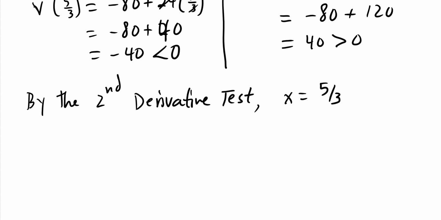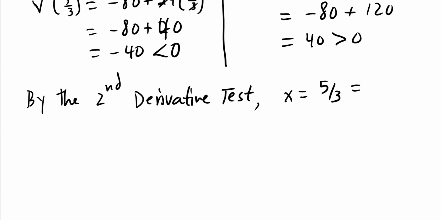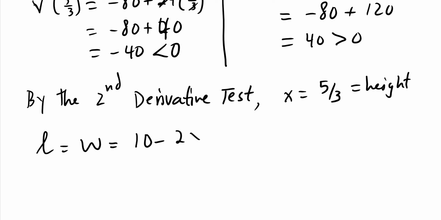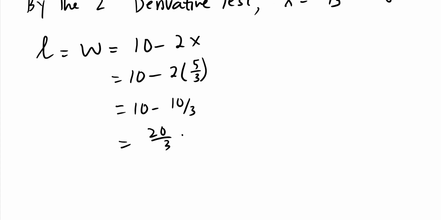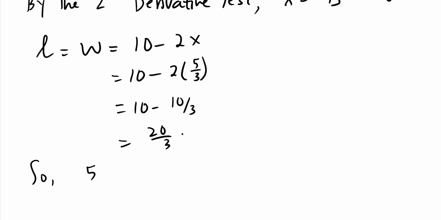Then what about the other side? So this is the height. This is the height of the box. So the other sides, the length and width, were the same, 10 minus 2x. So let's substitute 5 over 3 in. And what do we get for this? 10 minus 10 over 3. 30 minus 10, that's 20 over 3. So the dimensions are 5 over 3.